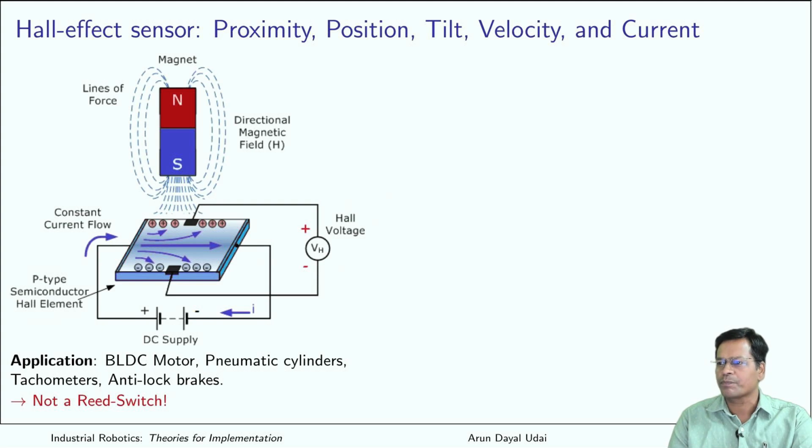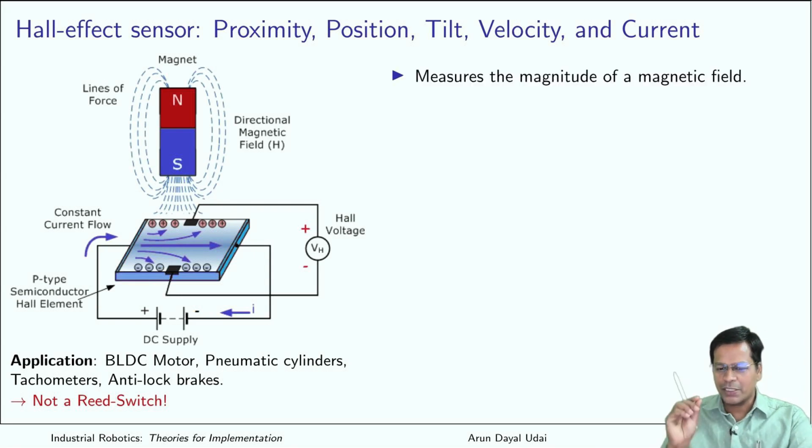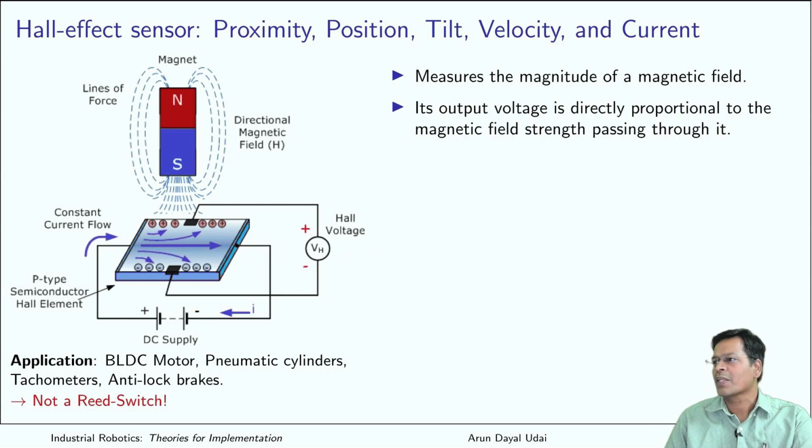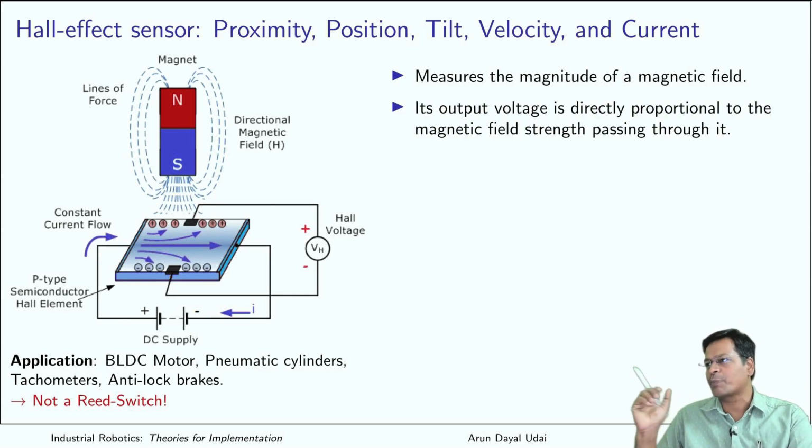It is not a reed switch. There are many other magnetic switches, but this is not a switch. This is an analog variation of voltage across the Hall sensor, analog in nature, not switching on and off. Yes, mostly it is used like a switch. How? I'll tell you now. It measures the magnitude of the magnetic field in terms of Hall voltage. Its output voltage is directly proportional to the magnetic field strength passing through it.